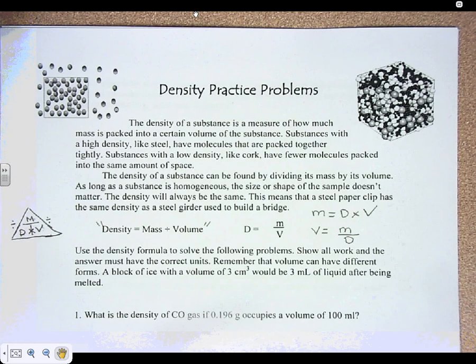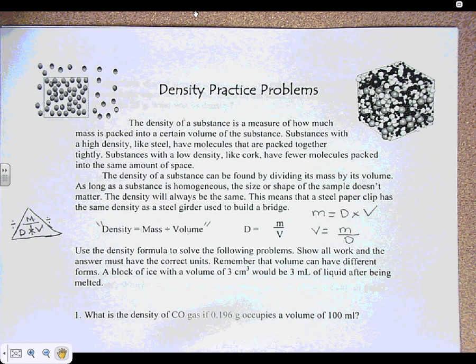Hey guys, today I'm going to review density and introduce some density practice problems, and hopefully we'll be able to dissect answering density-based questions, as basically when you're dealing with density, you're mainly focusing on three variables. So let's go ahead and look at the concept of density itself.